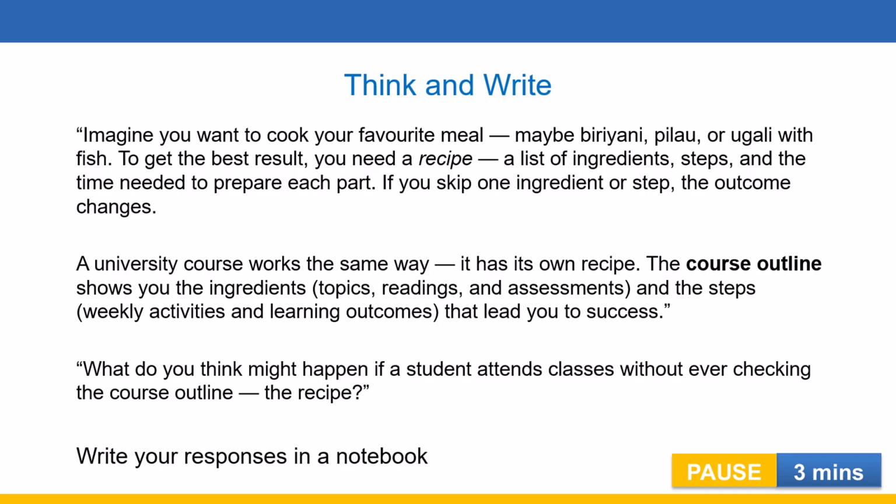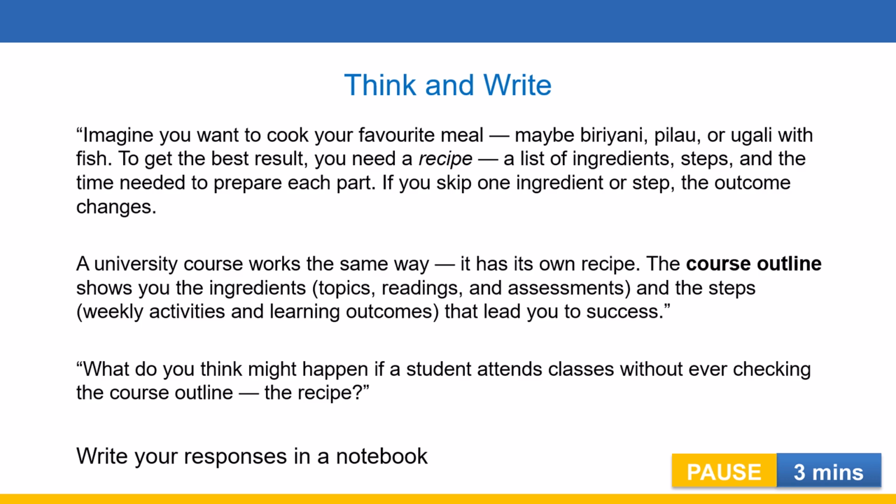Now, a university course works the same way. It has its own recipe, which is basically a course outline. A course outline will show you the ingredients: the topics, the readings, the objectives you have to achieve, the content you have to go through, assessment methods, and even the delivery method. It will also show you the steps you have to take, the lecture sessions, the activities, and even the learning outcomes you expect at the end of the course.